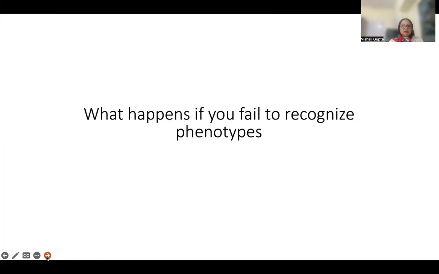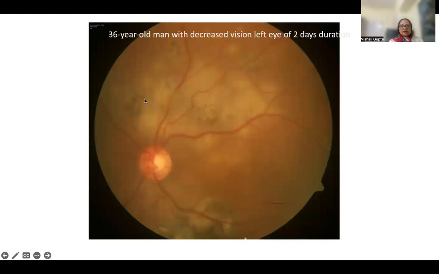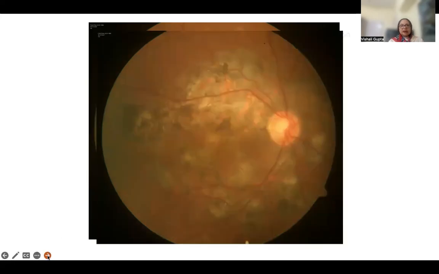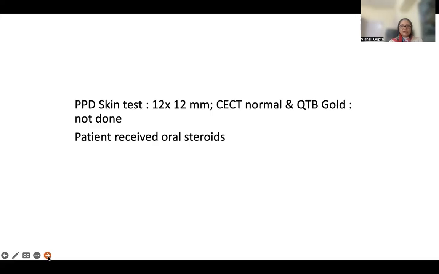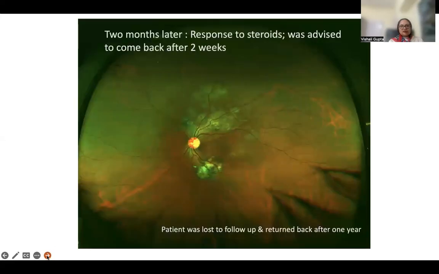Now, what will happen if you fail to recognize the phenotype? For example, this is a patient with classically multifocal serpiginoid choroiditis, but somehow TB was not thought of as a differential diagnosis, and the patient was treated with steroids. This is what the opposite eye looked like at the time of presentation. This was done outside. PPD was 12 by 12 and Quantiferon Gold was not even done. The patient was given oral steroids and she did respond initially, but then was lost to follow-up.